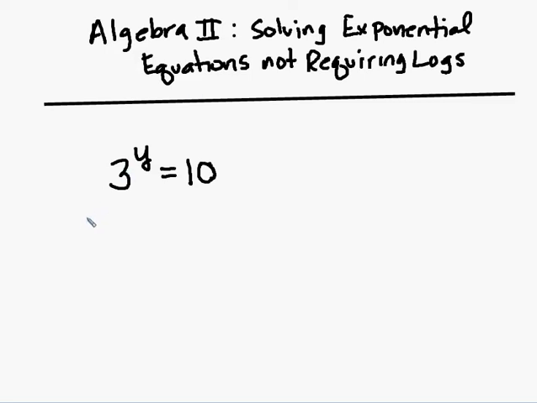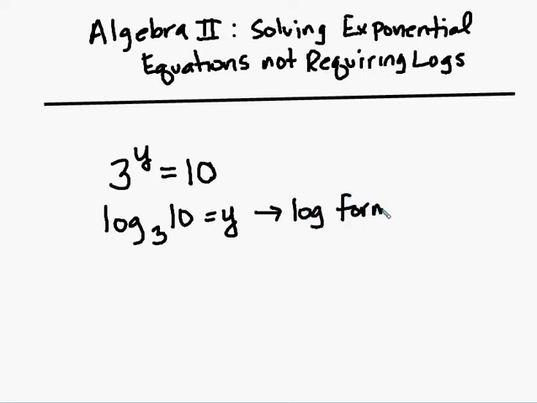And just as a refresher, if I were to rewrite this using logs, I would write log base 3 of 10 is equal to y. And this is known as logarithmic or log form. And the top equation is known as exponential form. Both 3^y is equal to 10 in exponential form and log base 3 of 10 is equal to y are the same equations. They're just written differently.